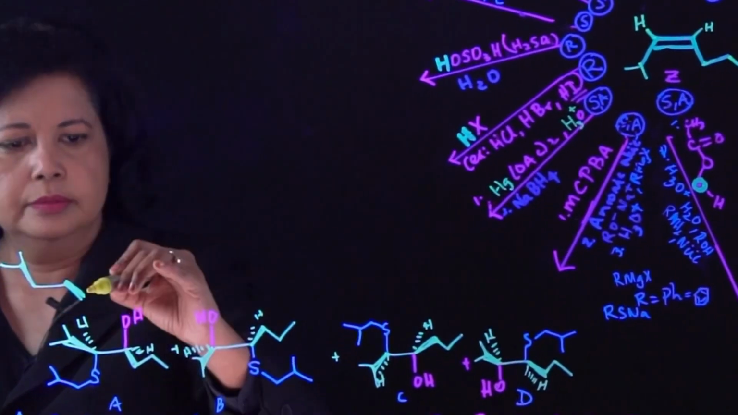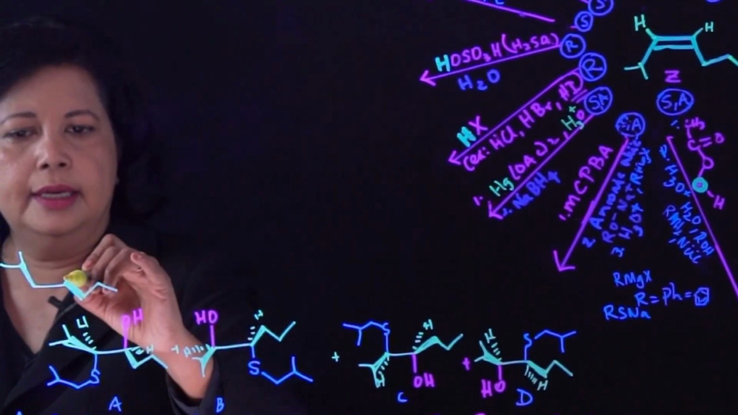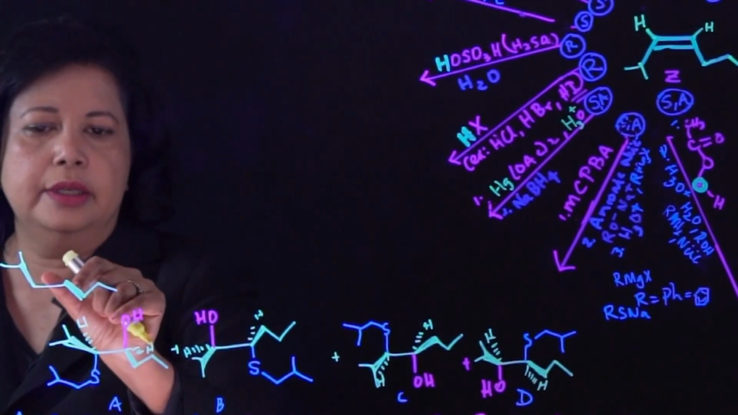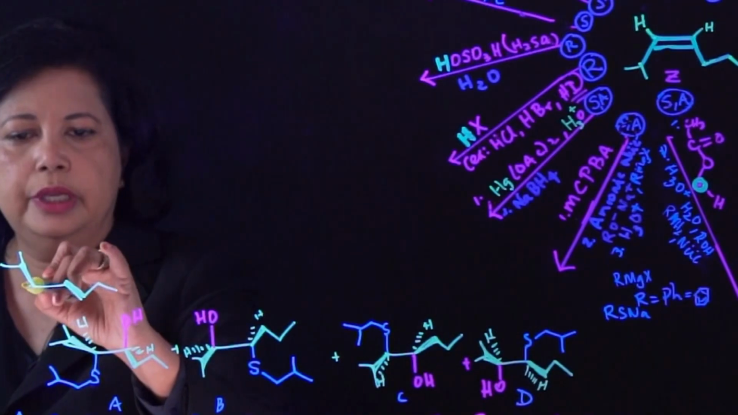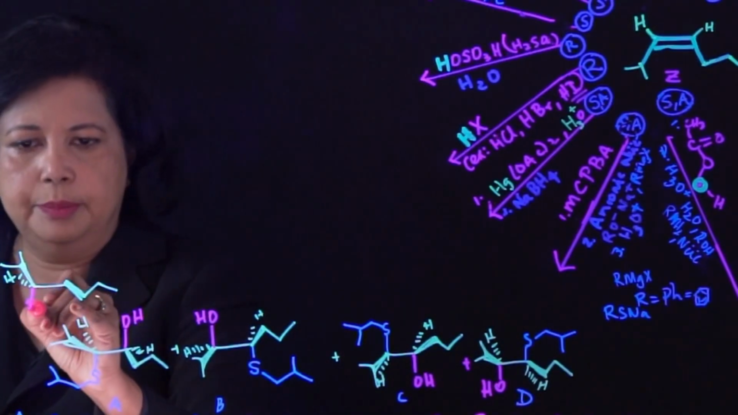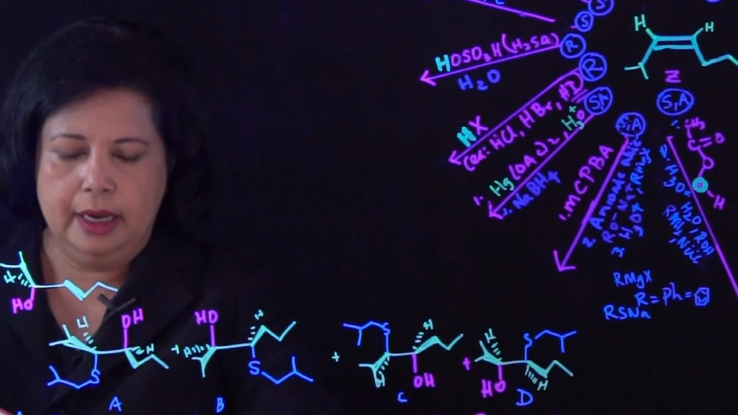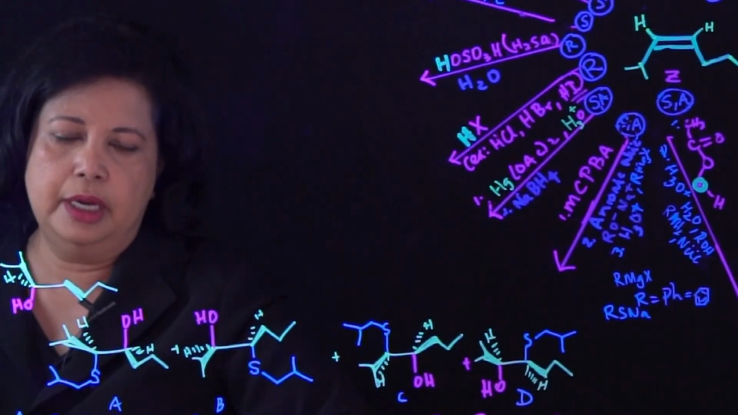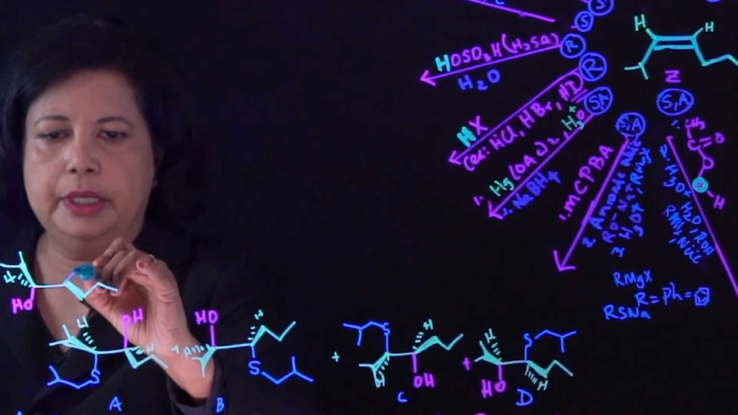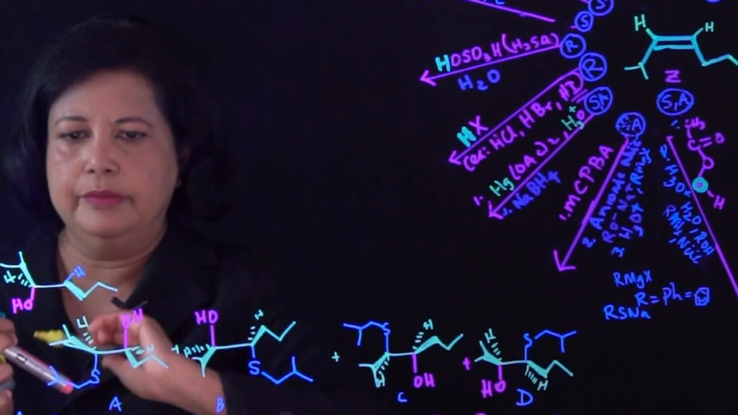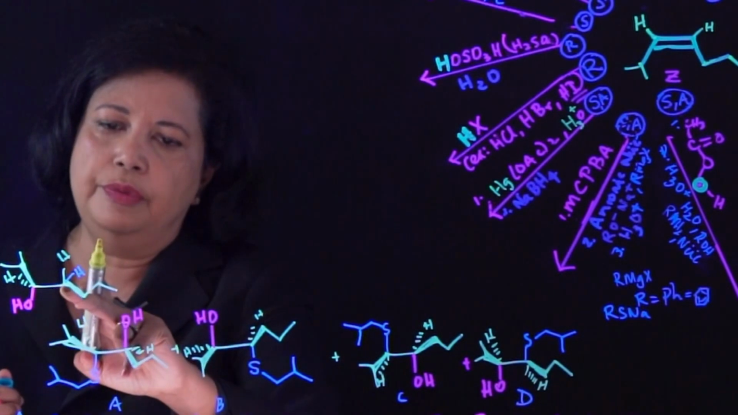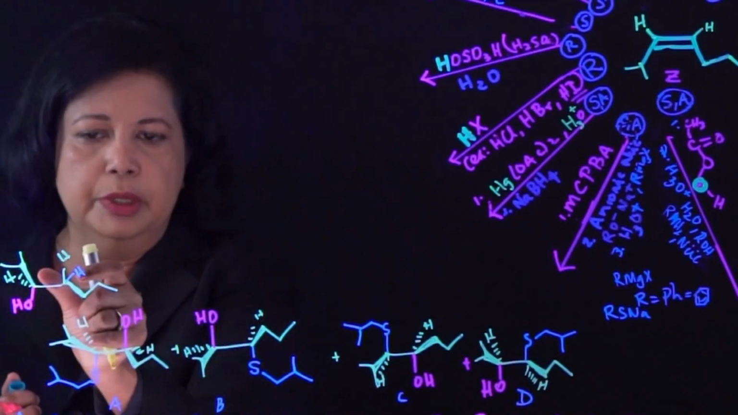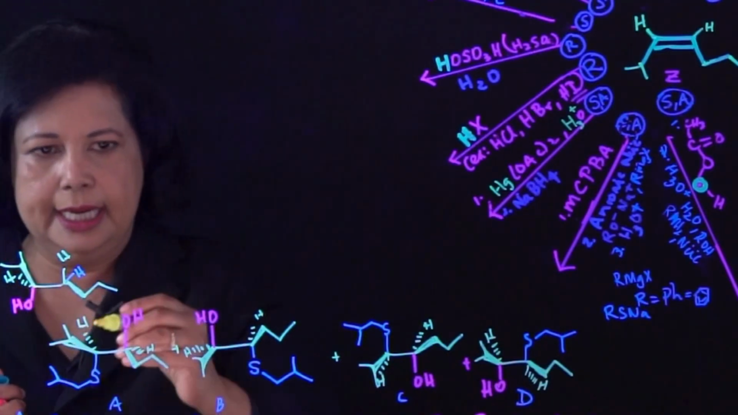So over here, let's say your mercury is going to go and your water attacks from the bottom here and gets deprotonated. You're going to put a hydrogen here, 2 hydrogens here. So this is not going to be a chiral center. So really we don't have to draw wedges and dashes for this carbon. It would be the same here if you have the mercury down and hydroxyl attacking from above.